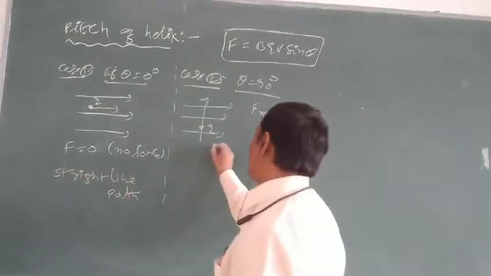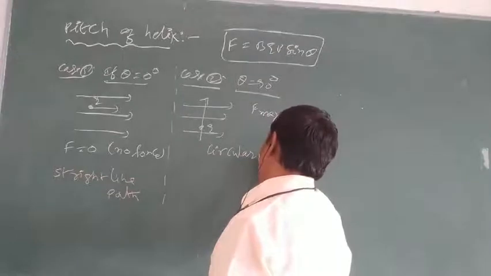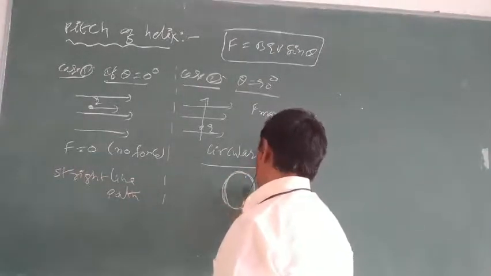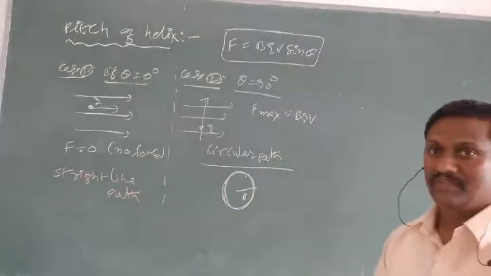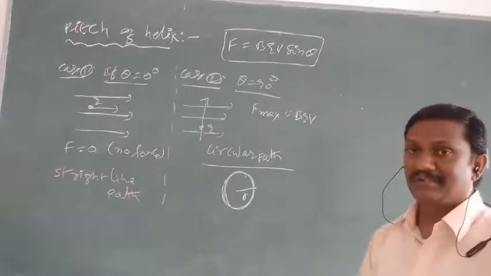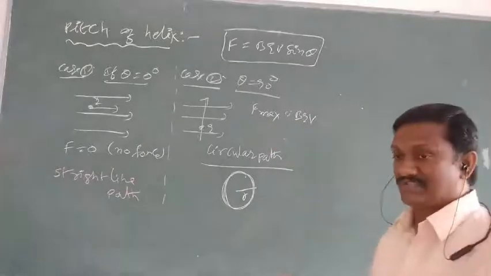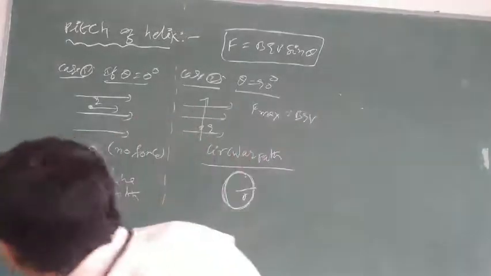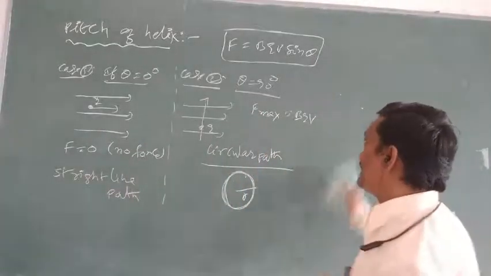Under the influence of maximum force, the particle follows a circular path of some radius. So any charge moving perpendicular to the magnetic field experiences the maximum magnetic force and follows a circular path. The required centripetal force is balanced by the maximum magnetic force. So these two cases were already observed: theta value 0 means straight line path, theta value 90 means circular path.